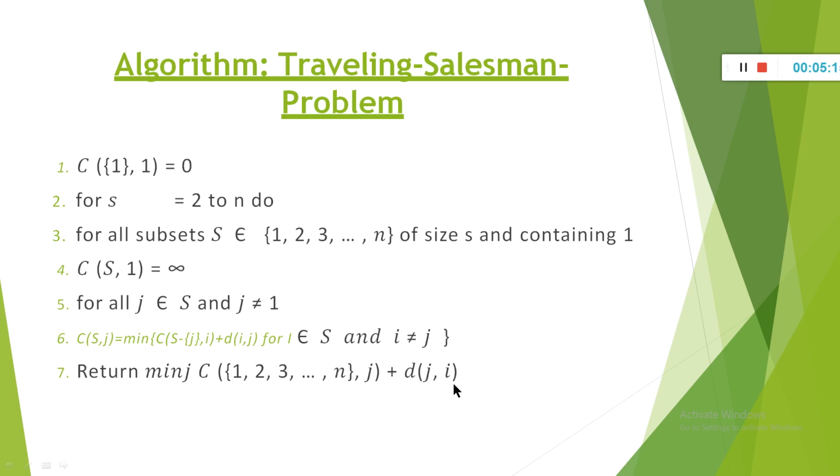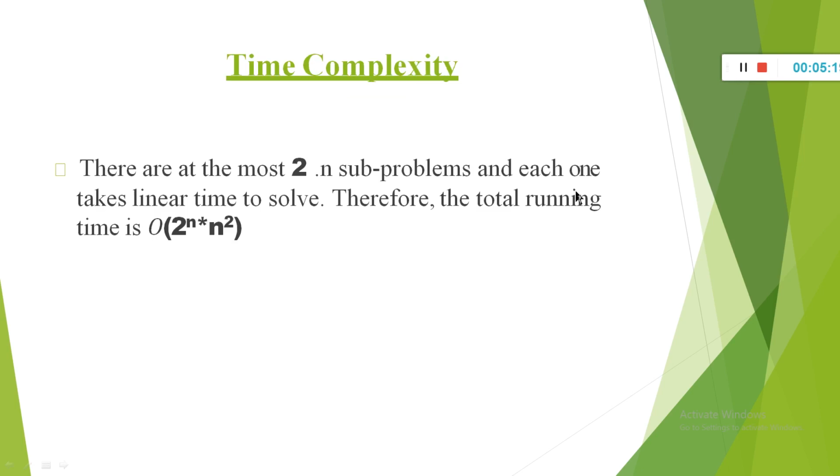This is the algorithm we are using to solve the traveling salesman problem. There is one example. The time complexity of the algorithm: if there are at most 2 raised to n times n subproblems and each one takes linear time to solve, therefore the total time is big O of 2 raised to n times n square. This is the time required to compute the traveling salesman problem.